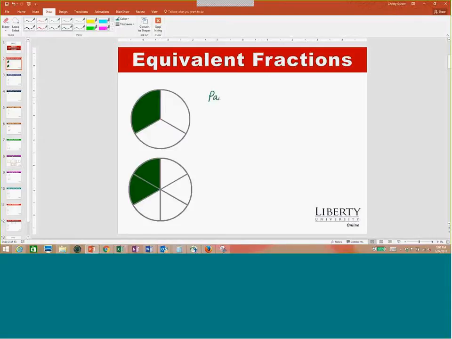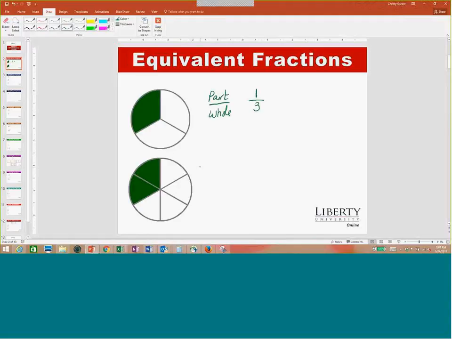A part is expressed in the numerator of the fraction, and how many parts make up the whole is expressed in the denominator of that fraction. In this circle, we've got 1 shaded part of this 1 whole circle that's divided into 3 parts. So the circle is divided into 3 equal parts, and 1 of the parts is shaded. That's where we get the 1/3. 1/3 of the circle is shaded.